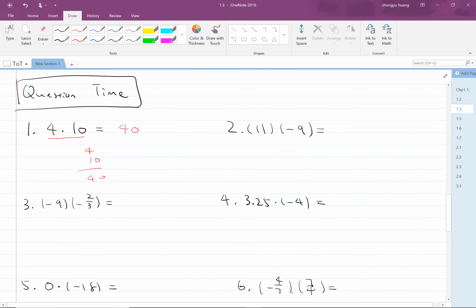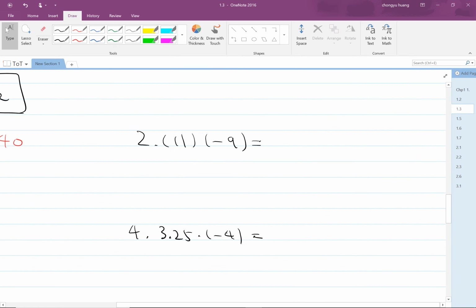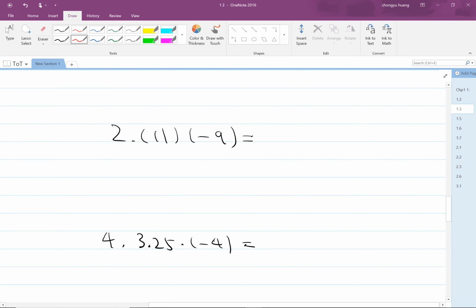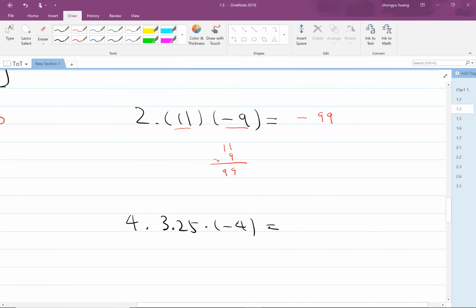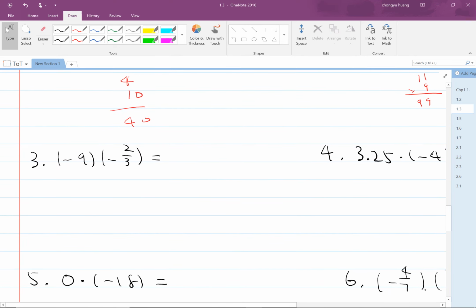So question 2, what we have over here is a negative number and a positive number. What you need to keep in mind is that the answer will be negative. So you write down the negative sign at the beginning, and then multiplying gives 9. So it's negative 9. This is the answer for question 2.